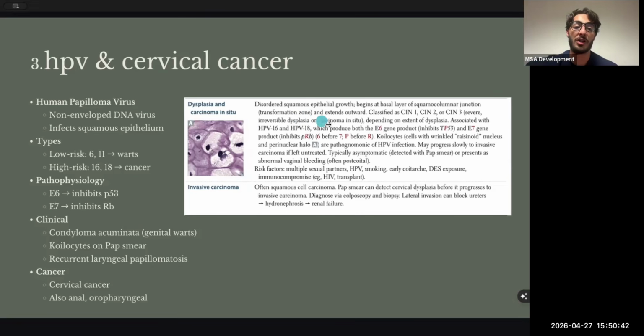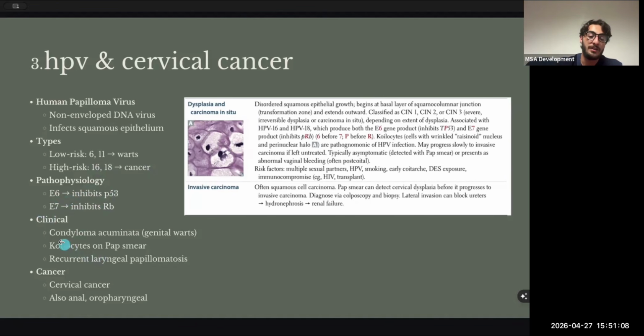All right, and what's the pathophysiology of HPV causing cervical cancer? E6 and E7. E6 inhibits P53, E7 inhibits retinoblastoma. I like to think that the number 6 comes before the number 7, and the letter P comes before the letter R. So 6 with P and 7 with R. All right, so E6, P53, E7, RB, retinoblastoma.